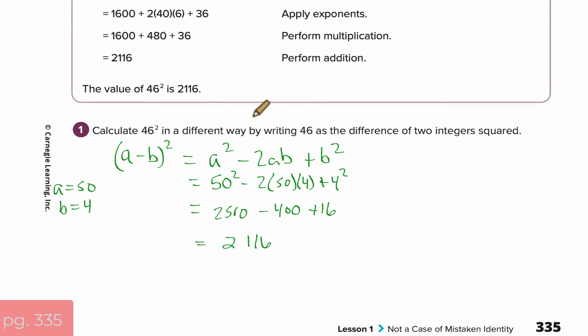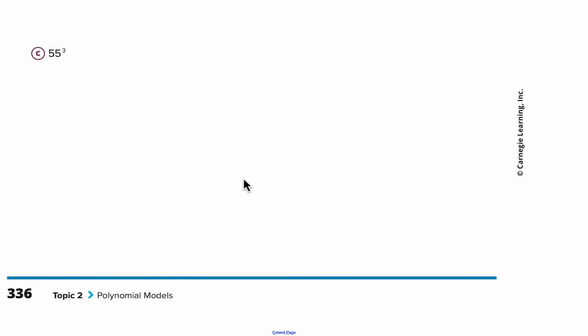Now I'm going to do a little more complicated one. This problem is on page 336, and it's part C. I'm going to do the hardest one they give us, which is 55 cubed. I could do it two ways: I could see that as either 50 plus 5 or 60 minus 5. I'm going to go with 50 plus 5 to keep everything positive.